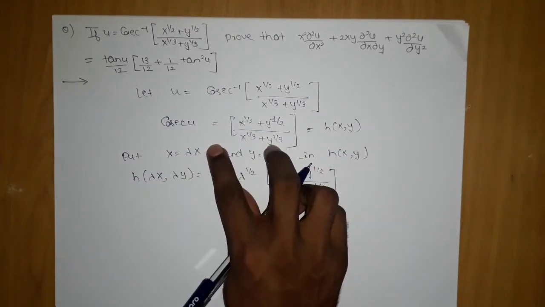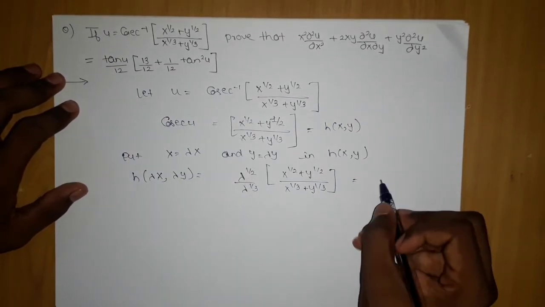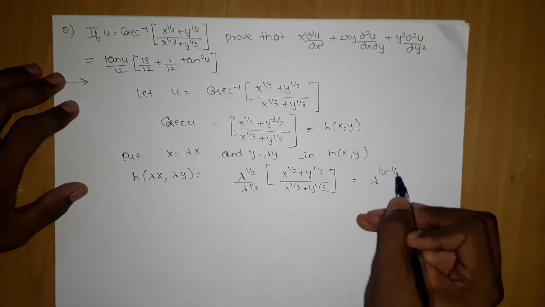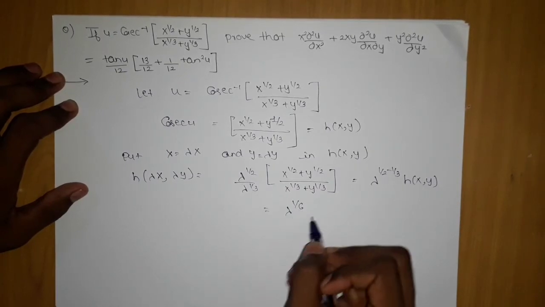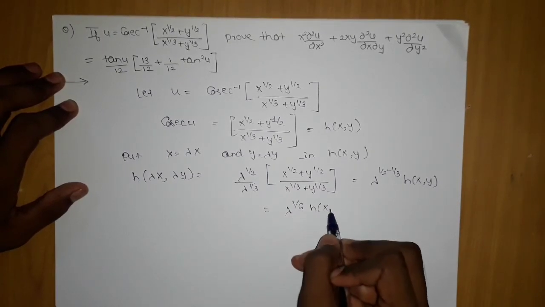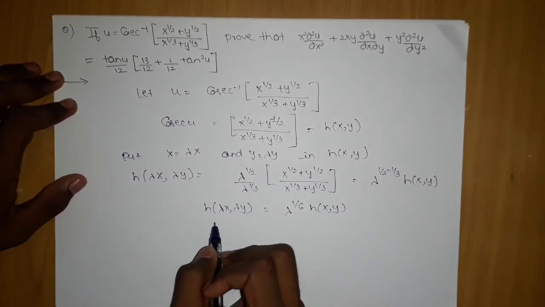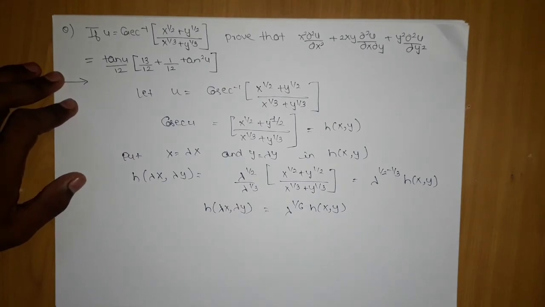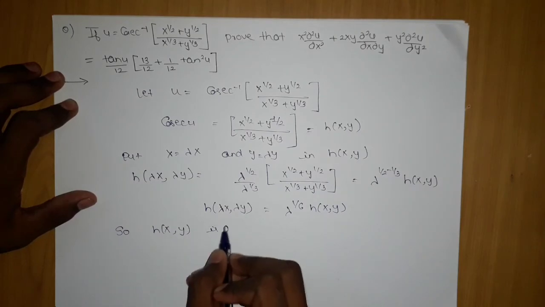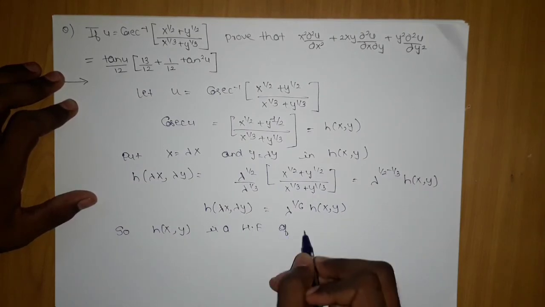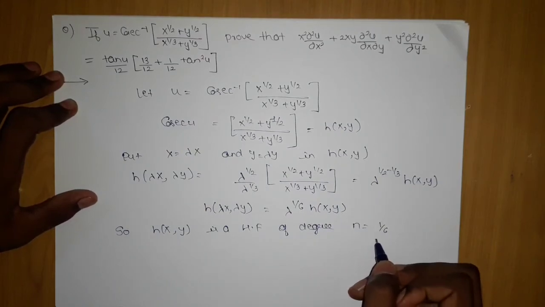What we are going to get here, lambda power 1 by 3. If I move it up, this time it will be lambda to the power minus 1 by 2 minus 1 by 3 into h of x comma y, which will be nothing but lambda to the power minus 1 by 6 into h of x comma y, and this is equal to h of lambda x comma lambda y. Now here I can directly say that h is a homogeneous function. So h of x comma y is a homogeneous function of degree n equals 1 by 6, right?